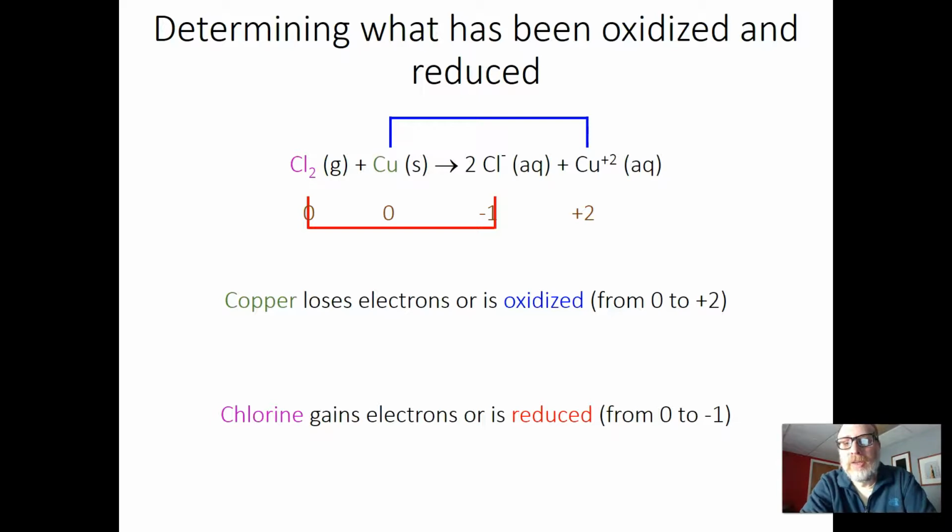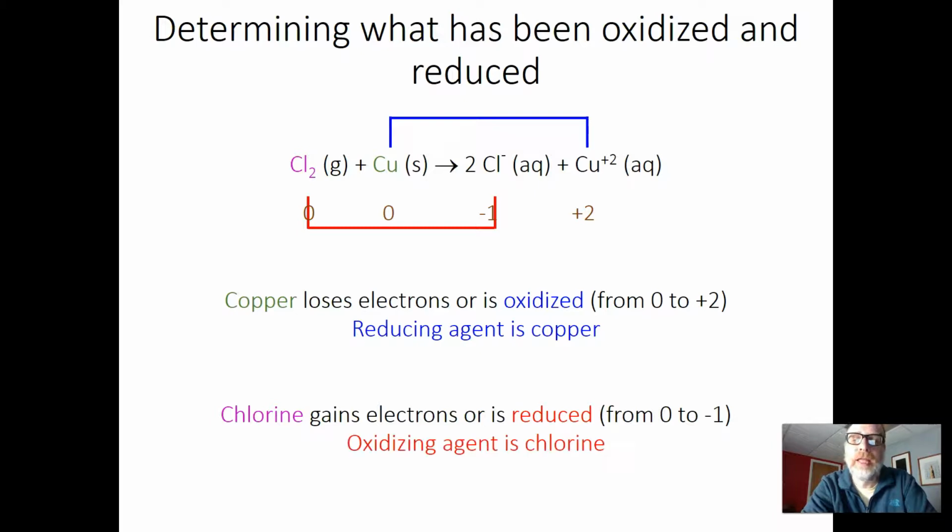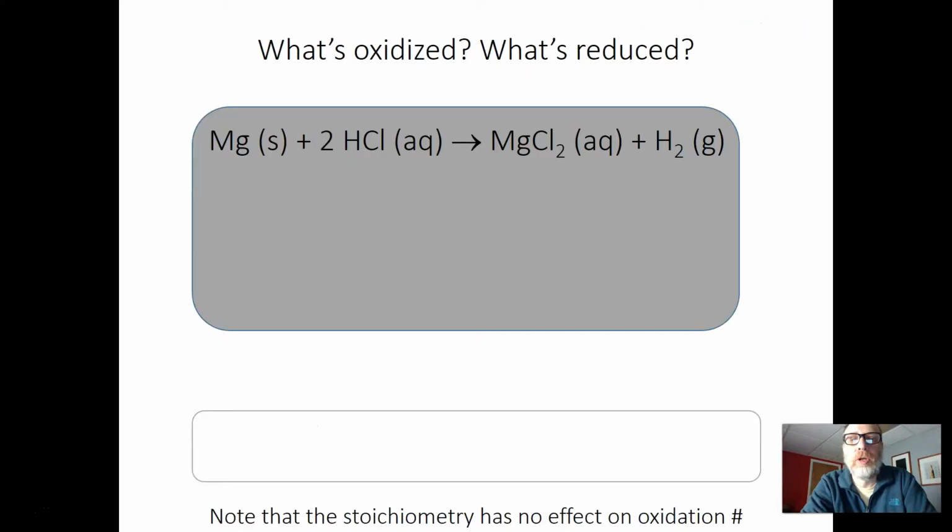The only thing left is to determine what's an oxidizing agent and what's a reducing agent. So copper is a reducing agent because it's being oxidized. Whatever is oxidized is a reducing agent. It's the reducing agent because it's causing chlorine to be reduced. Chlorine's being reduced, so it must be the oxidizing agent. It's the oxidizing agent because it's causing copper to be oxidized. So that's how we use the oxidation number to figure out what's being oxidized and what's being reduced.